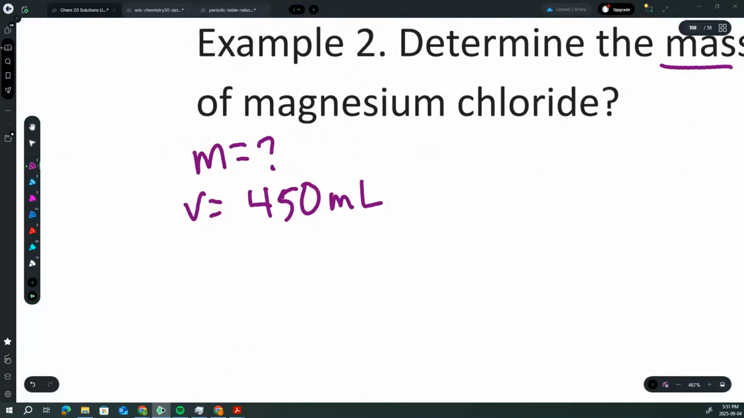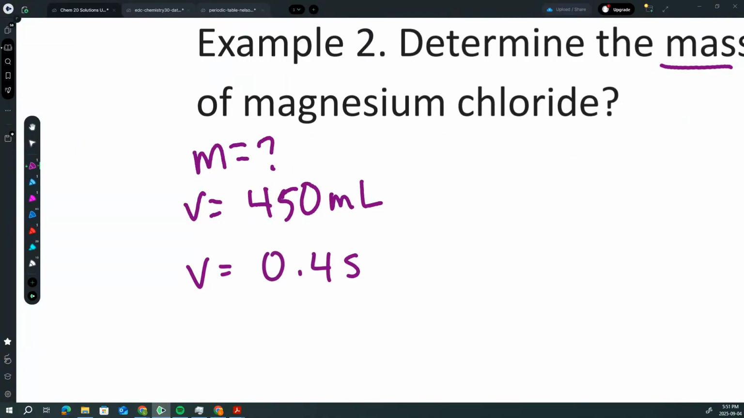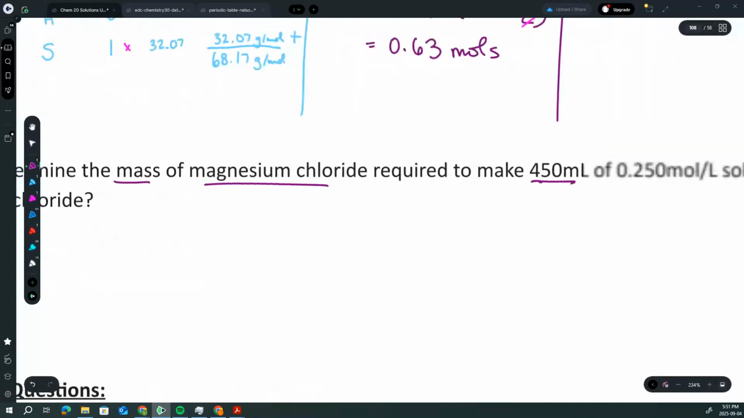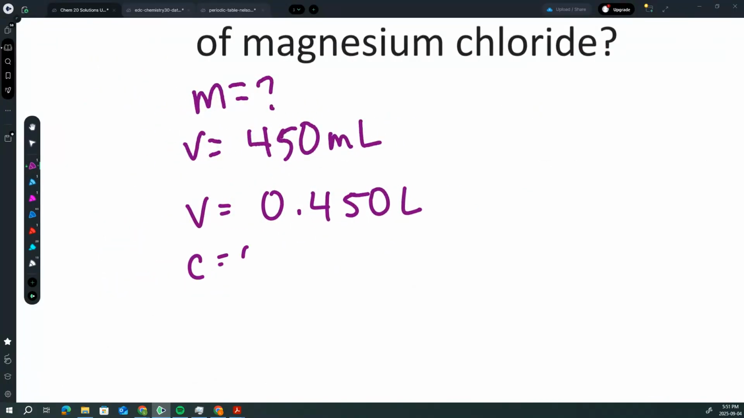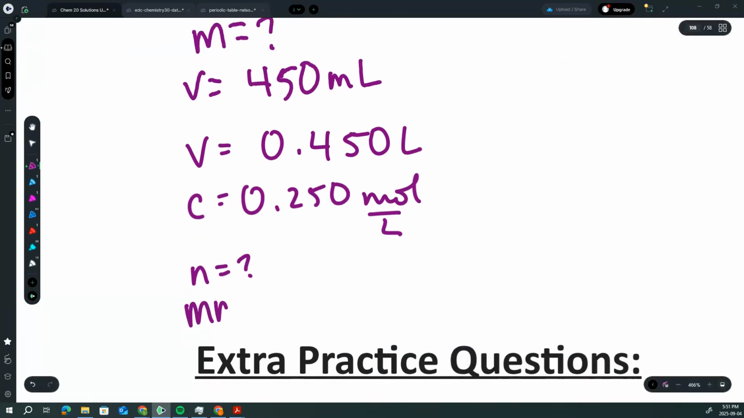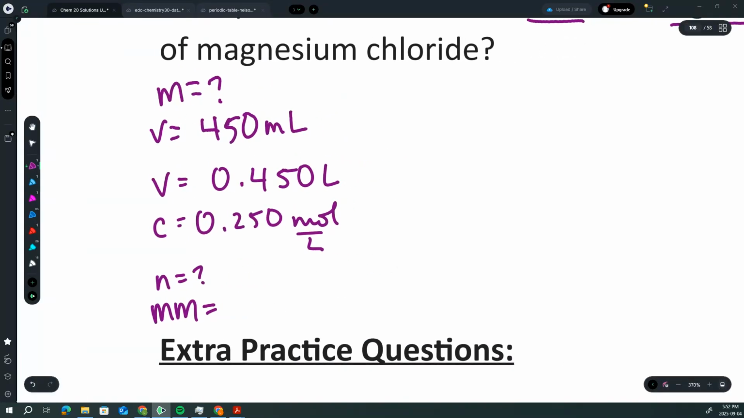So if I divide by 1,000, that's going to turn this into 0.450 liters. Okay, and concentration is 0.250 mole per liter. We don't know what moles is, and as of right now, we've got to figure out what molar mass is.